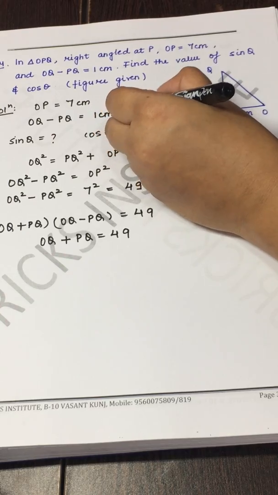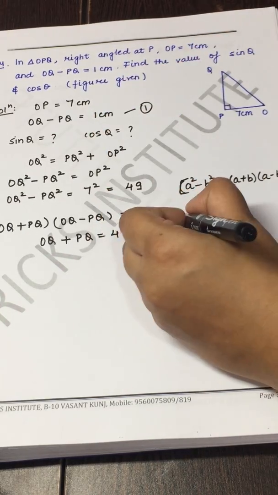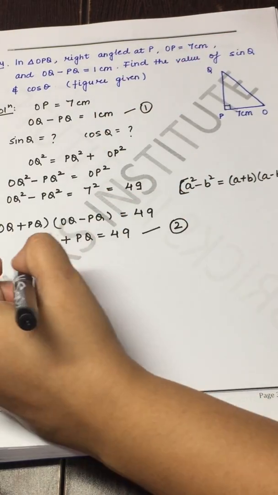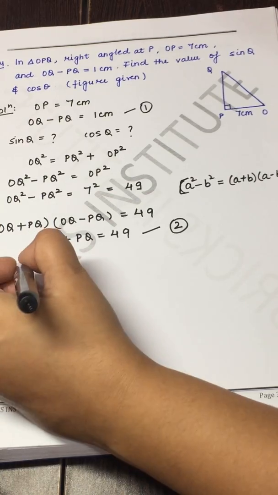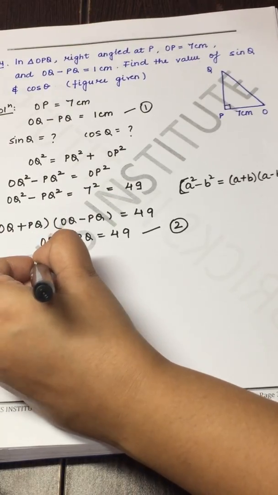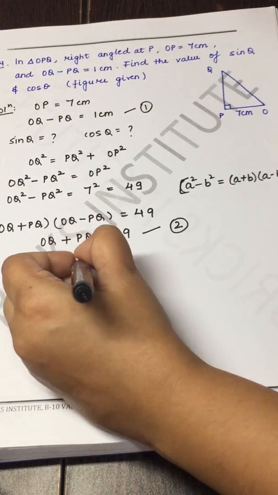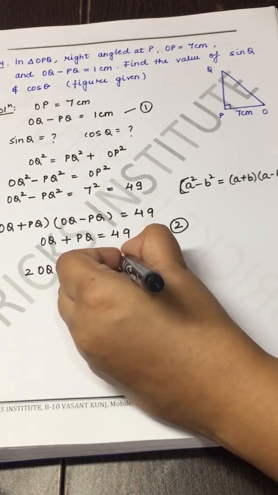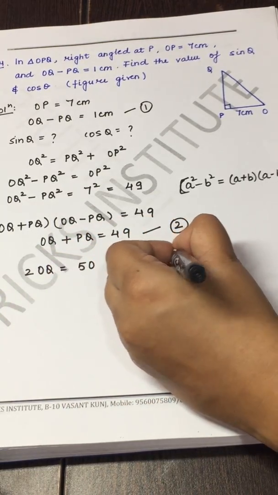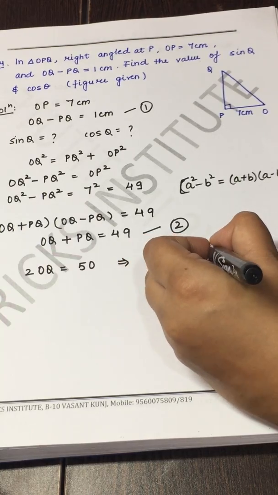Let's give this as equation number 1 and this as equation number 2. Let's solve these two equations. When we add both the equations, we will be left with 2OQ is equal to 50. This implies OQ is equal to 25 centimeter.